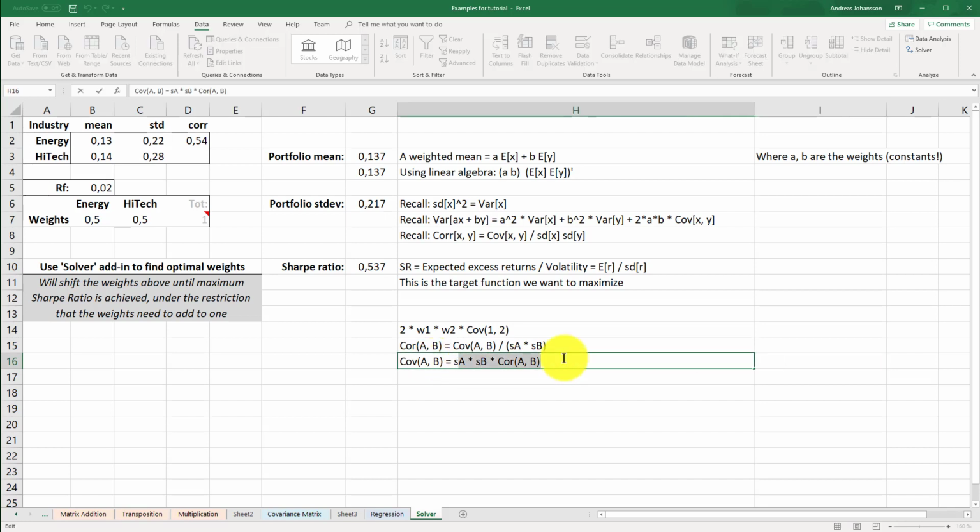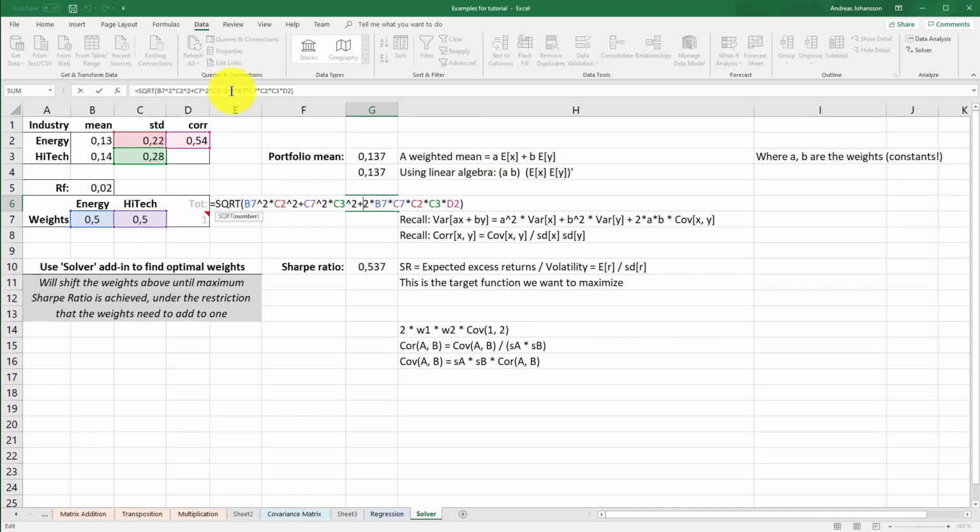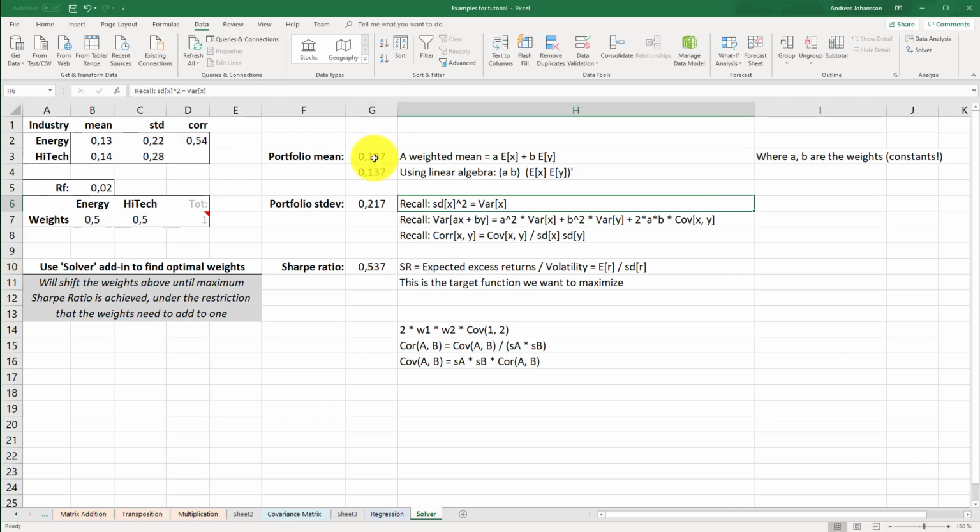And this second part here is what is in this calculation. So it's 2 times the weight on the first asset times the weight on the second asset times the standard deviation of the first asset times the standard deviation of the second asset times the correlation between these two assets. And then we get the standard deviation of this linear combination. So a 50-50 portfolio has an expected return of 13.7% plus minus 22% on average.